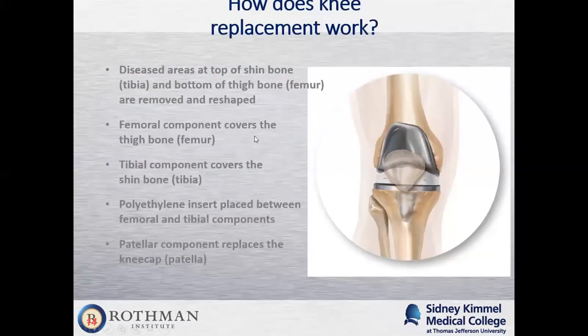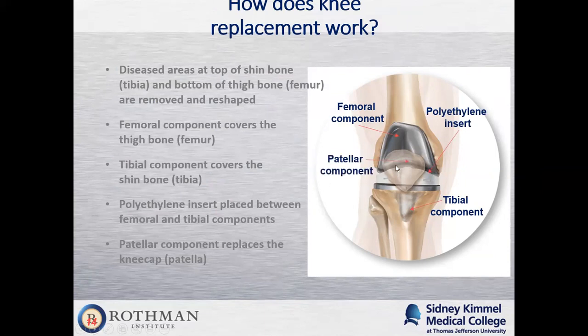So how does it work? Here's the model of the knee that we looked at in one of the first slides we had. The femoral component sits on the femur, the tibial component sits on the tibia, the insert or the plastic piece sits between these two metal components, and then there's also often a plastic piece on the underside of the kneecap. You still keep your real kneecap in a knee replacement.